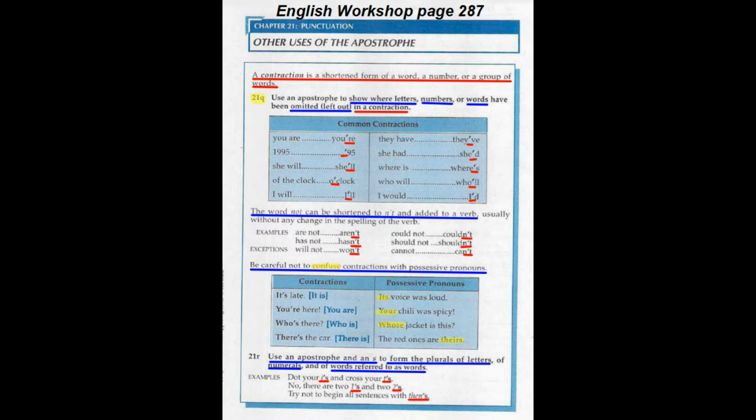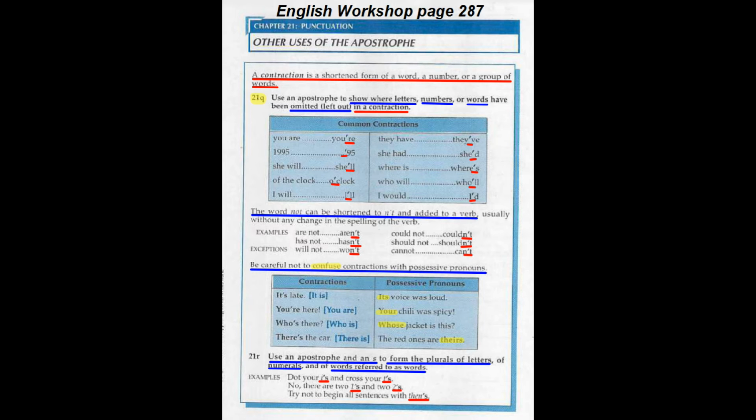Okay, on page 287 you can see that we have just one page of rules for apostrophes, other uses of the apostrophe, and I'd like for you to underline with one of your colored pens the part that reads, "A contraction is a shortened form of a word, a number, or a group of words." Now there's different ways we do this. Please highlight rule 21Q, and then underline the parts of the rule that I underline as I model.